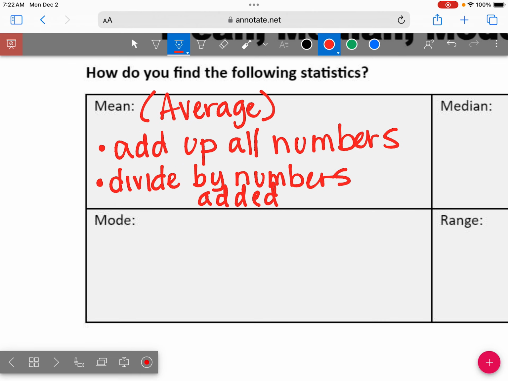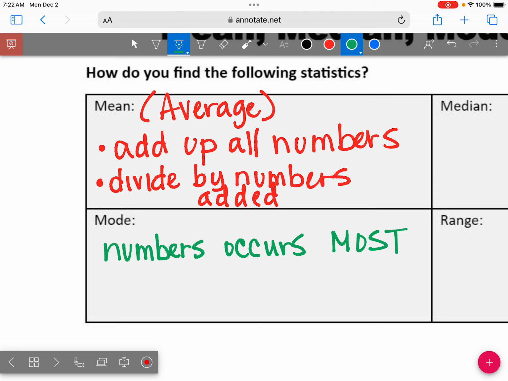And then I'll do this one next since it's right there. Mode. Anybody remember what the mode is? That's the number that occurs the most. So think most. Mode is the most.